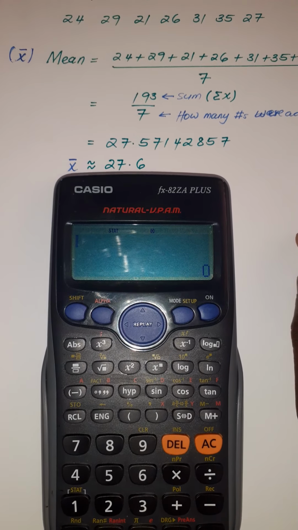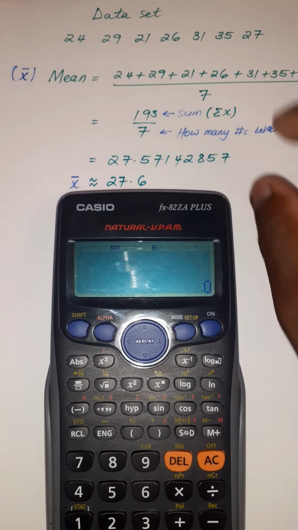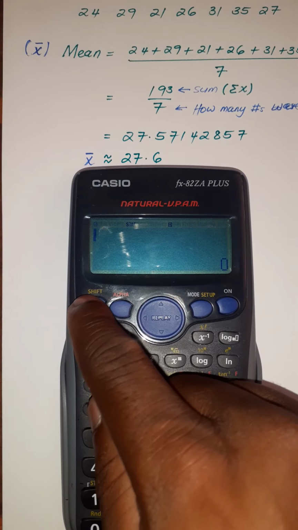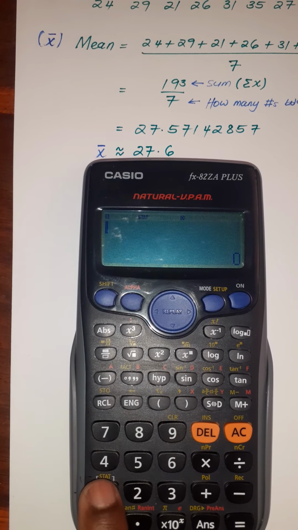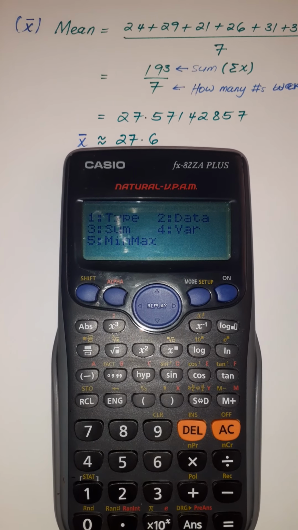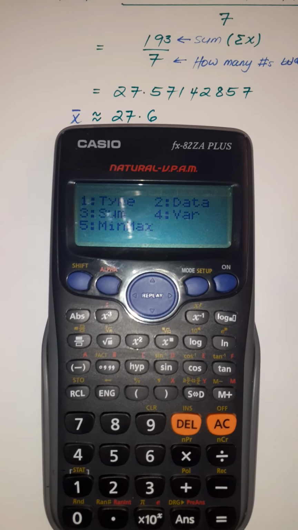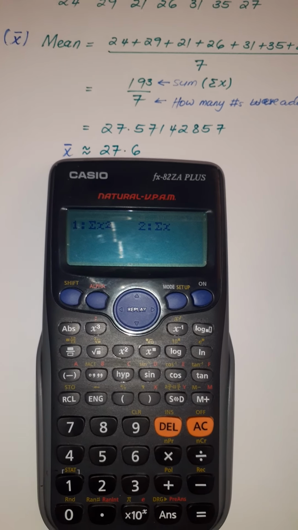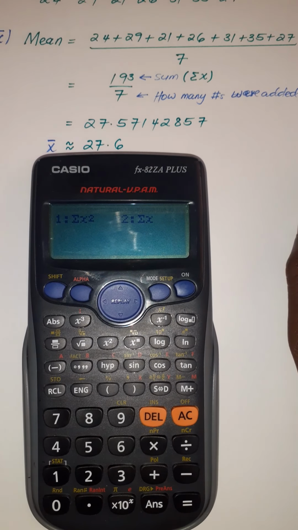Let's start with the sum. We add all the numbers. What do we get? To get the sum, you press shift, or second function on other calculators, and then you press 1 where you see STAT. Now we have 5 options. To get the sum, you can see sum is at number 3. So you press 3, and then we have 2 options. For the sum, we have to press 2.